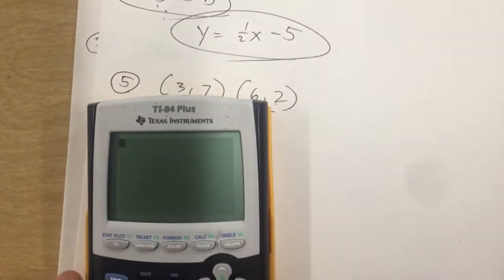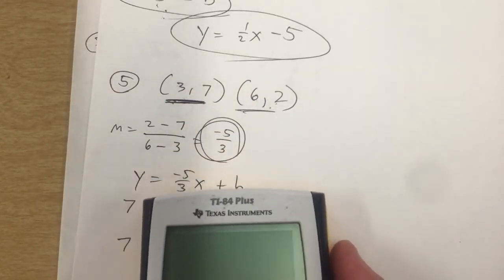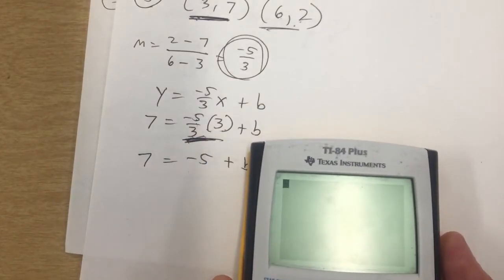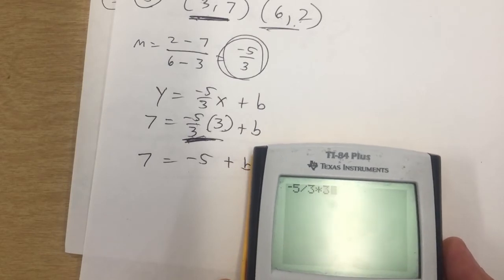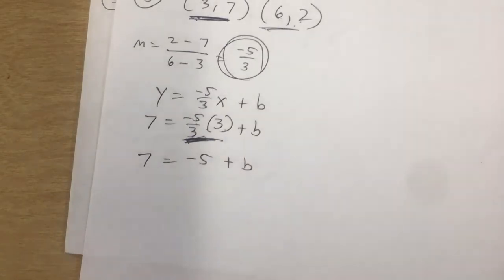All right, see my calculator here? If I type this in, where's that person, you see it? So I'm going to do negative 5 divided by 3 times 3. See there? It comes out to be negative 5. Okay?